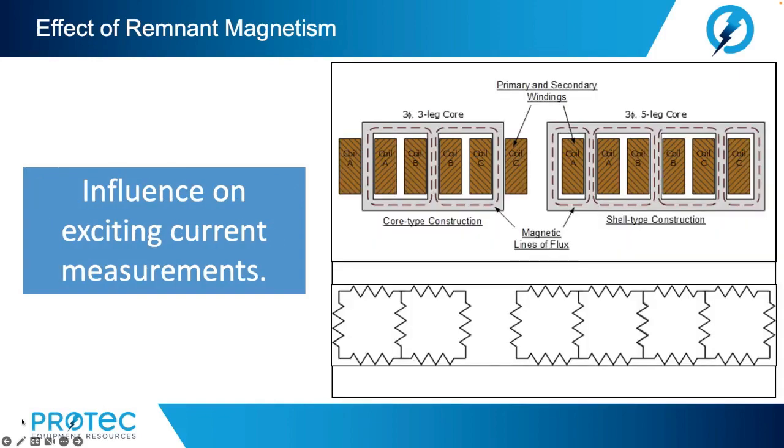Now, one of the influences of remnant magnetism is on excitation current measurements. Measuring the excitation current can provide evidence for potential faults in the core. Faults in the core lead to an increasing excitation current. If reference values for the exciting current are available, these can be used for the assessment. Since exciting currents do not have a linear behavior to the applied voltage, measurements for comparison with the reference values must be performed at the same voltage.